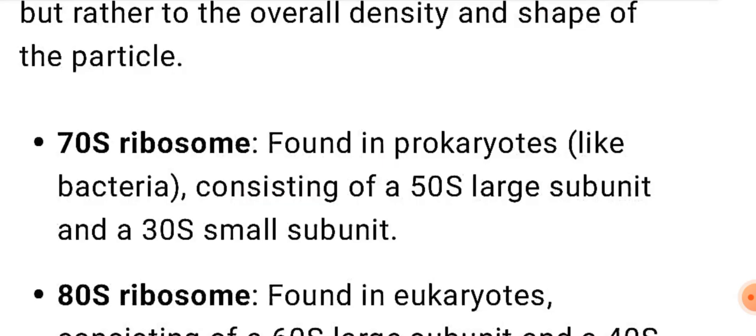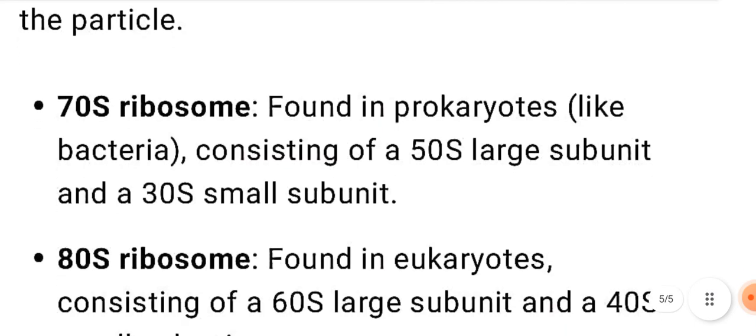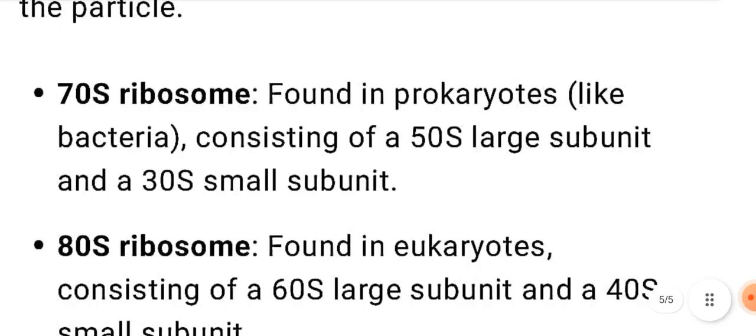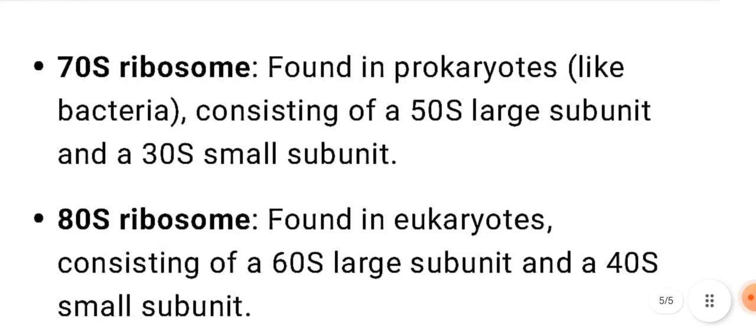Now the 70S ribosome is found in prokaryotes like bacteria, and the ribosome has two subunits. The subunits of 70S ribosomes have sedimentation rates of 50S and 30S. You cannot just add them and say 50 plus 30 equals 80. So how is it 70? When you combine the particles, the sedimentation rate of the total formation might change.